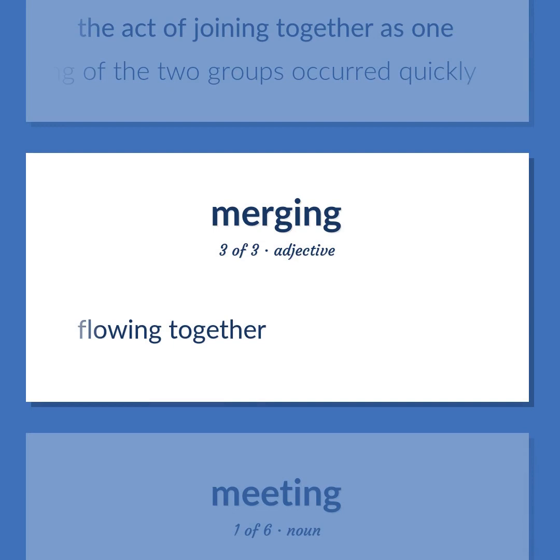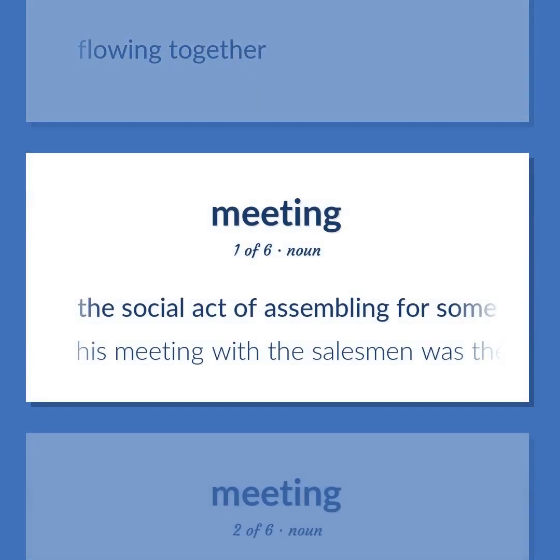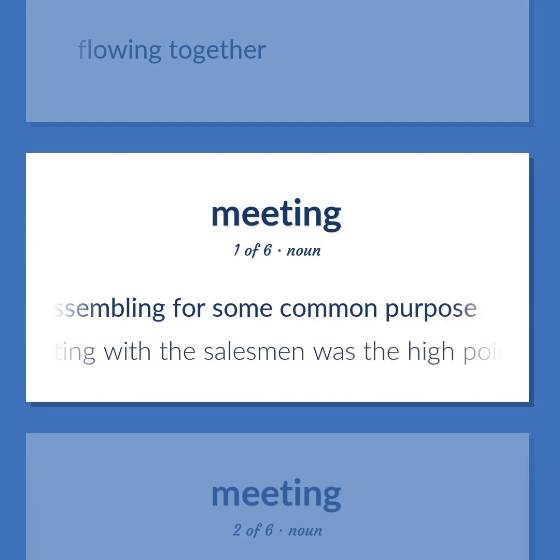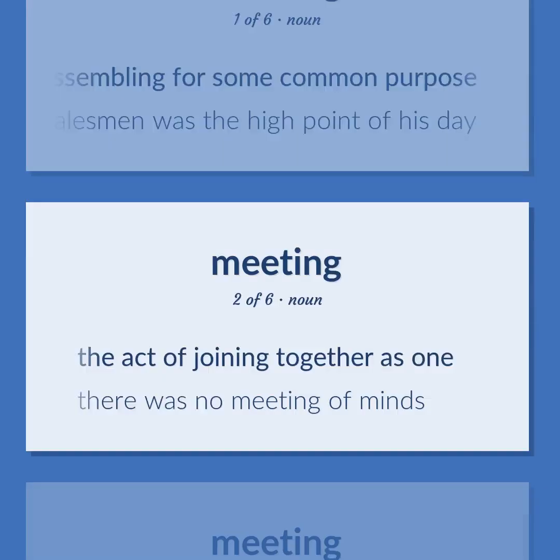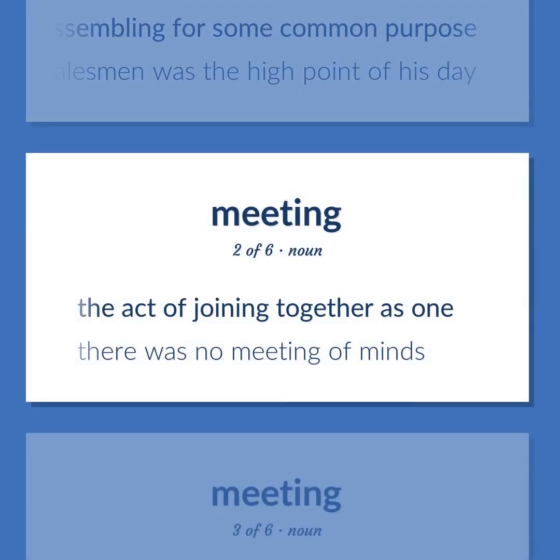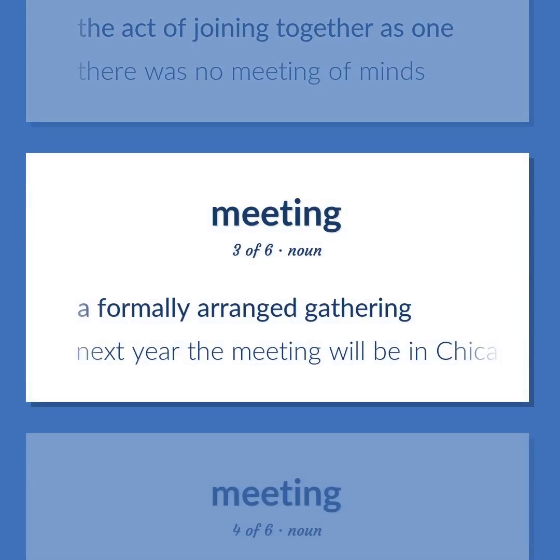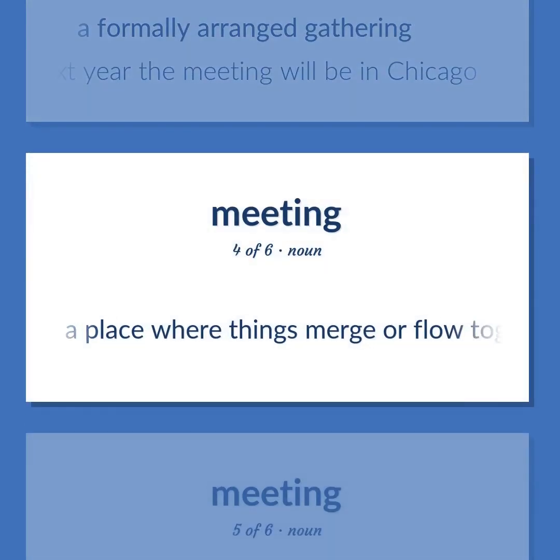Flowing together. The social act of assembling for some common purpose. His meeting with the salesman was the high point of his day. The act of joining together as one. There was no meeting of minds. A formally arranged gathering. Next year the meeting will be in Chicago. A place where things merge or flow together, especially rivers.